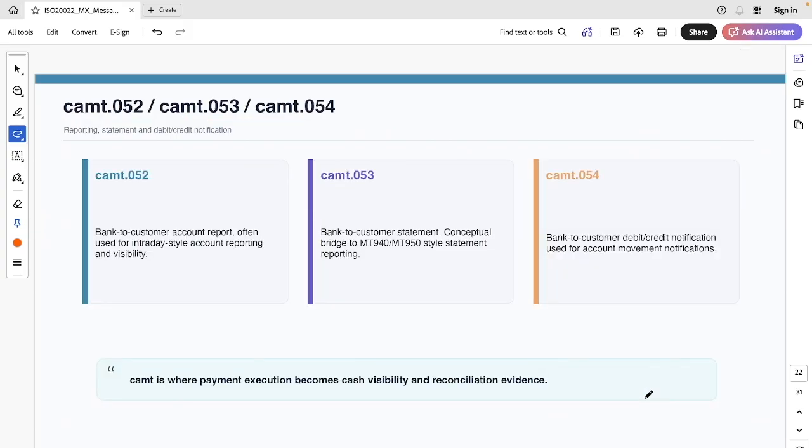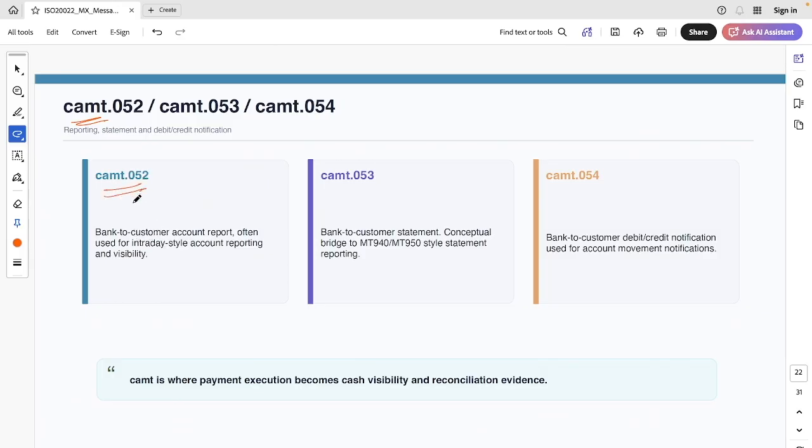So after payments move, account reporting becomes important. This is where CAMT messages come to the picture. CAMT messages belong to the cash management facility. They are used for account reporting, statements, or debit credit notification. This is where payment execution becomes visible as account movement and reconciliation evidence.